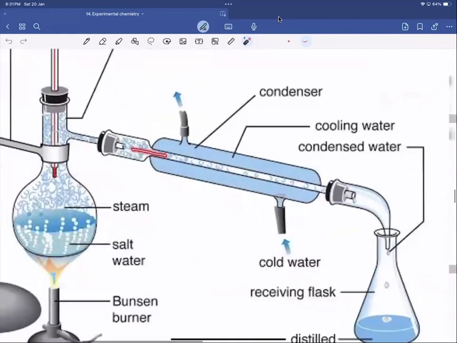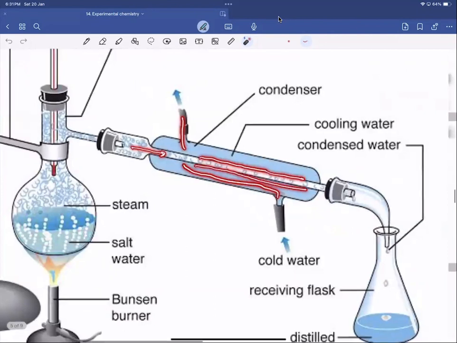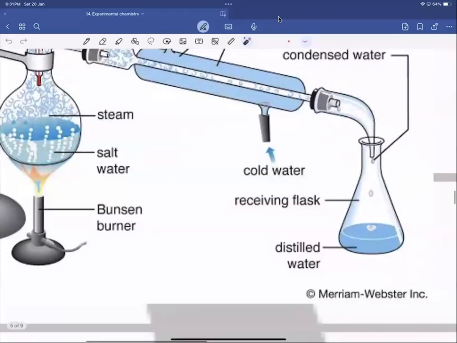As the vapors reach over here, and the cold water is moving in this way, which is actually keeping this whole inner tube cold, due to that the water vapors continuously lose energy, and finally they condense and turn into liquid. And as they turn into liquid, we are going to get cold water collected over here.